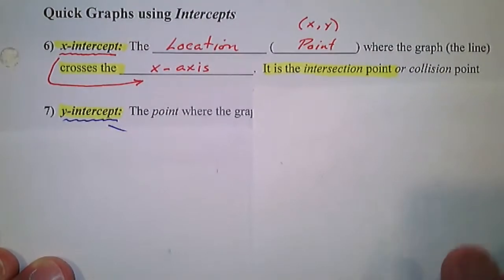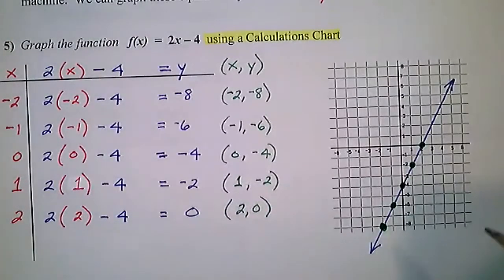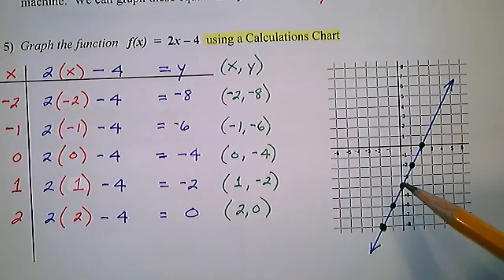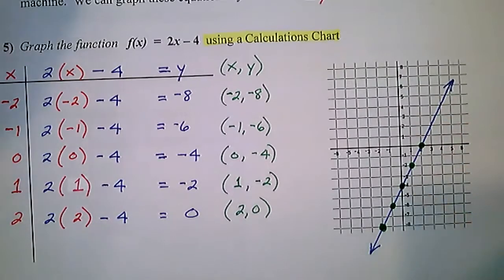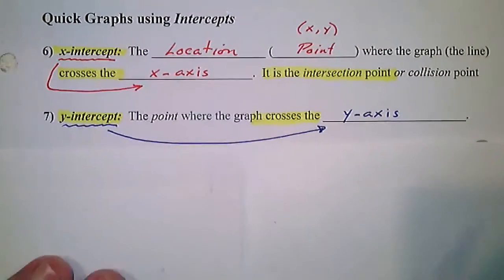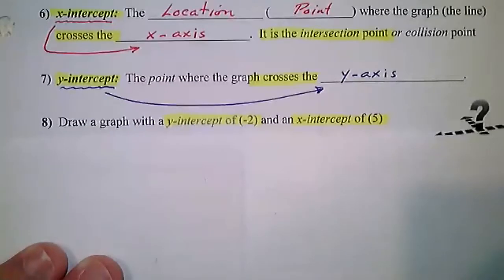And then you could probably figure out the next one. The y-intercept is the point where the graph crosses the y-axis. Once again, if we look at our picture here, here's our x-intercept, and here's the y-axis, and the graph is crossing at that location right there. That would be our y-intercept. So if you know the intercepts, then it's really easy to graph.